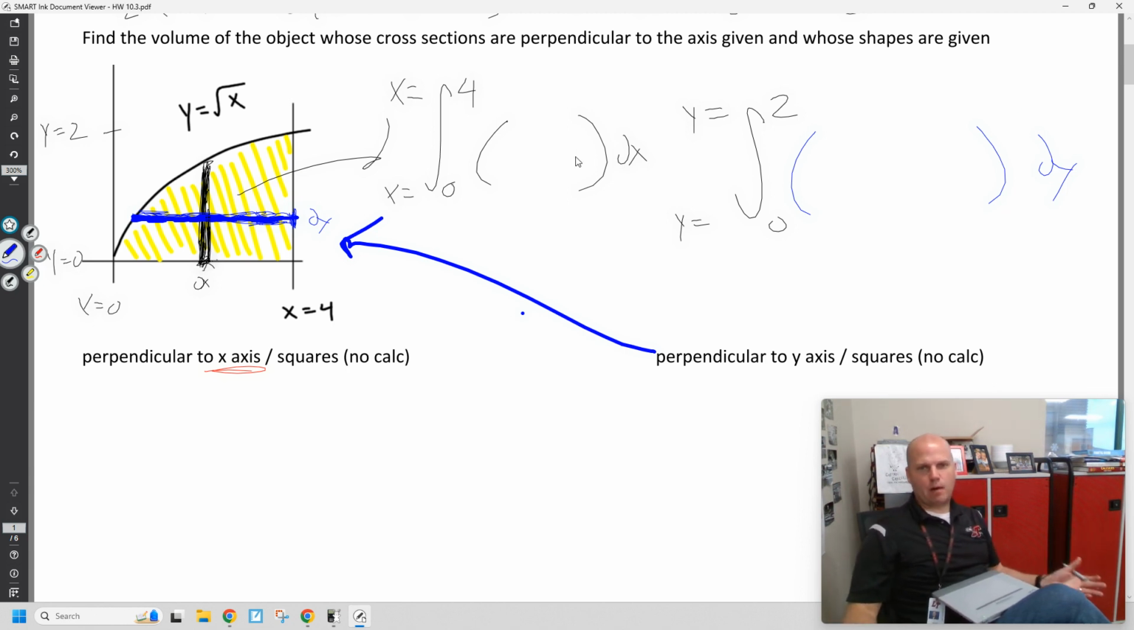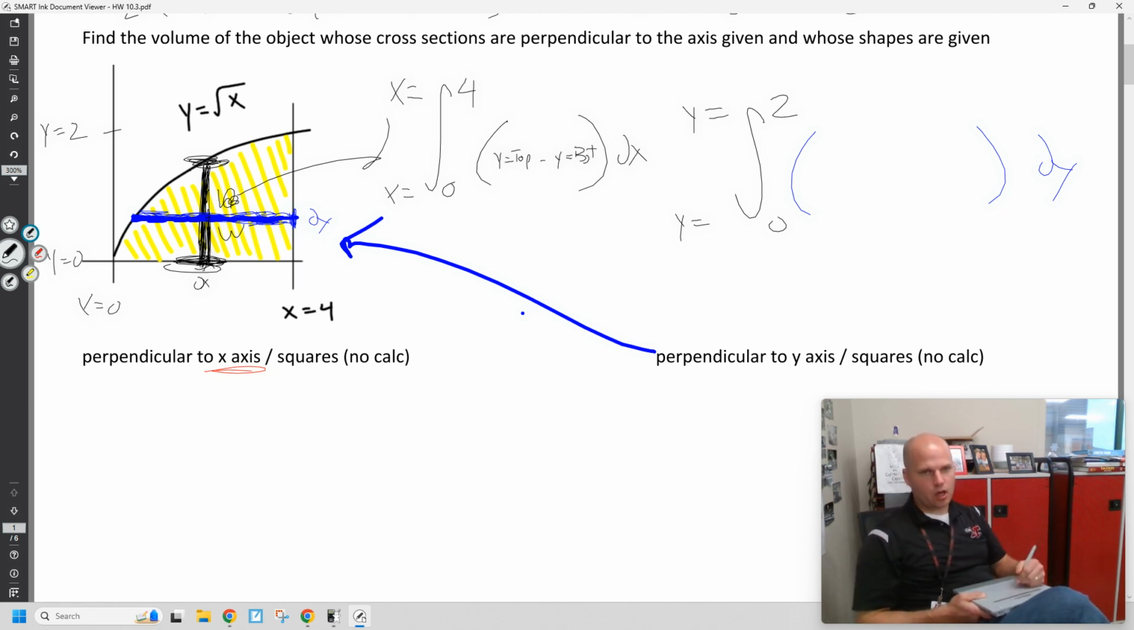Now we just have to figure out what goes here. Well, it's going to be some sort of formula, but it's going to use our base lengths. Now, our base lengths, like the height of this length, if I'm talking about this vertical height, we're going to have to use a y equals top equation minus a y equals bottom equation. Now, the y equals top is y equals root x. The bottom is y equals 0. Great.